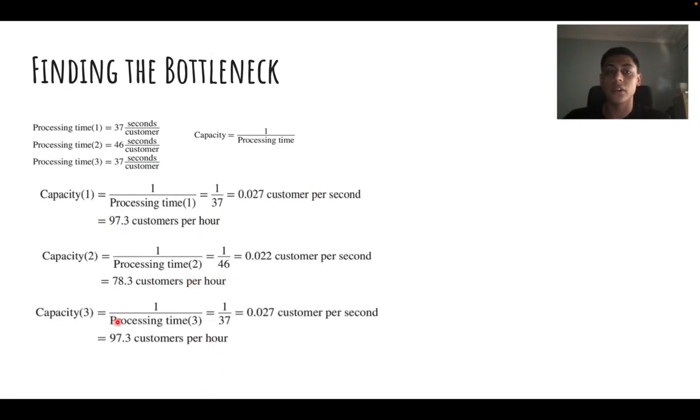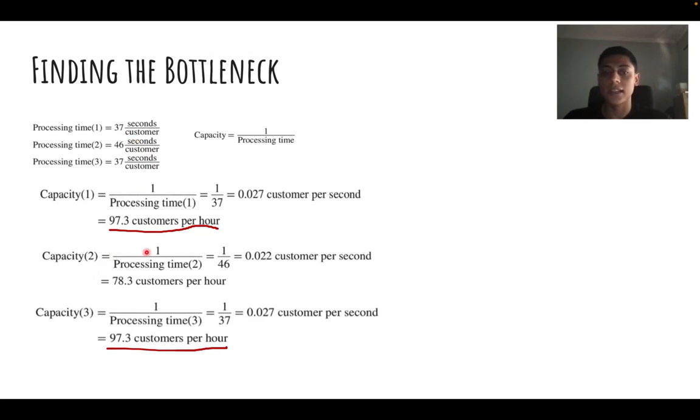The same goes for the third employee, considering that they have the same processing times. So again, take the 1, divide that by 37 seconds per customer, and we get 0.027 customers per second. You multiply that by the amount of seconds in an hour, and we get 97.3 customers per hour on average. So let me mark that real quick. 97.3 customers per hour.